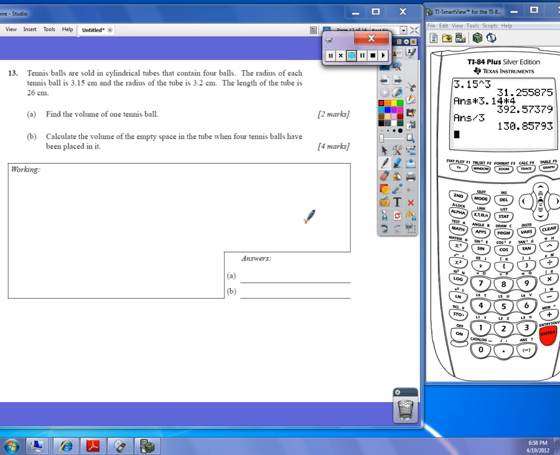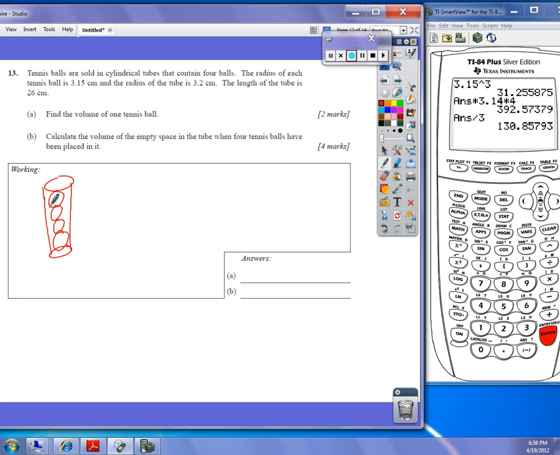Here we have a tennis ball in a cylindrical tube problem. This is a pretty straightforward and really quite typical volume problem for any geometry class, on-level geometry all the way up to math studies. So I've got a cylinder, just to kind of picture what's going on, and it's got 4 tennis balls in it.